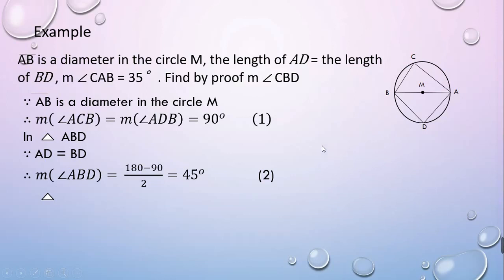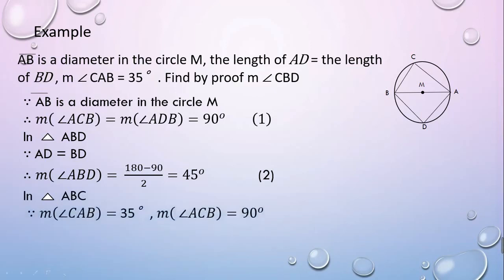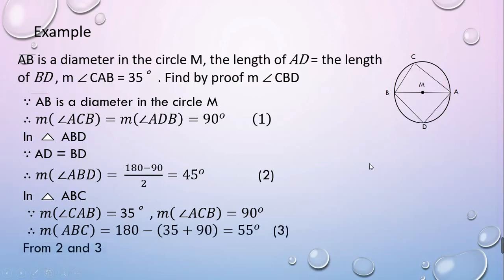Now go to the triangle ABC. Since measure of the angle CAB equals 35 degrees, that is given, and measure of the angle ACB equals 90 degrees, therefore measure of the angle ABC equals 180 minus 35 plus 90 equals 55 degrees. So we can now easily find the measure of the angle CBD, which equals 45 plus 55 equals 100.